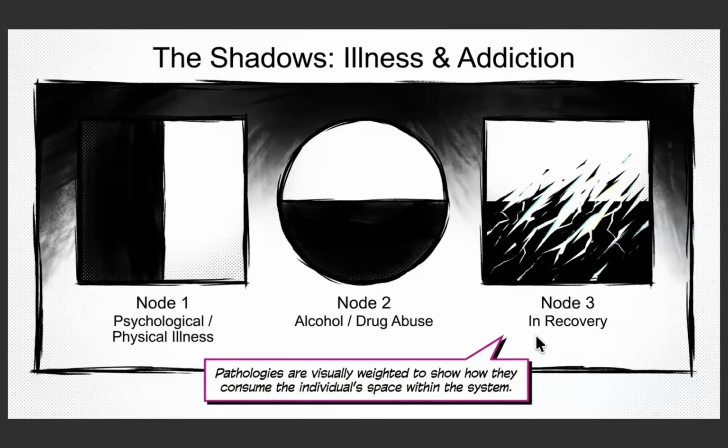We fill the left side of the symbol to show physical and psychological illness, as you see in Node 1. Addictions are shown by filling in the bottom half of the square or circle. In addition, if addiction is suspected, but we're not sure, the bottom half of the person's symbol has slash lines rather than a solid fill.